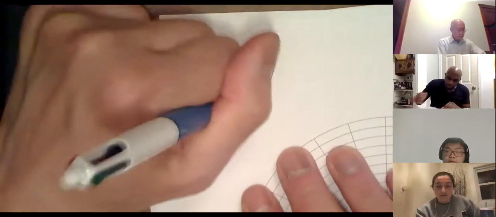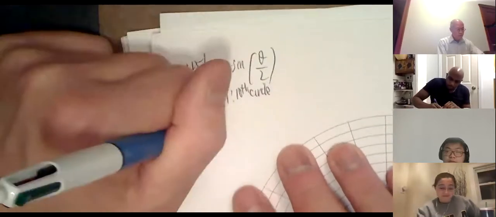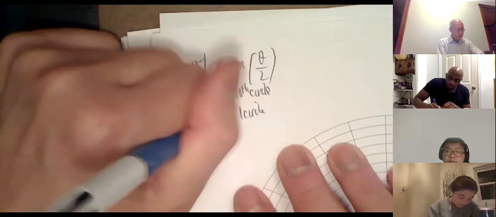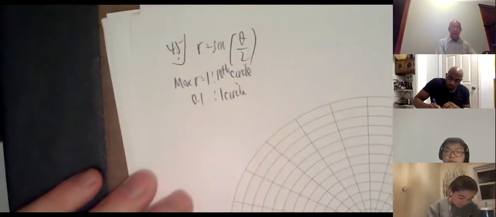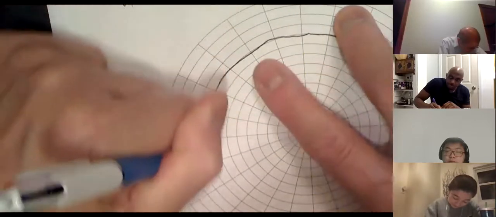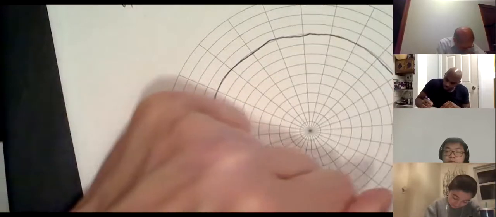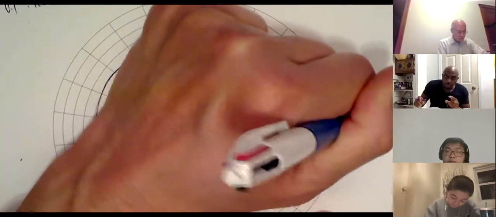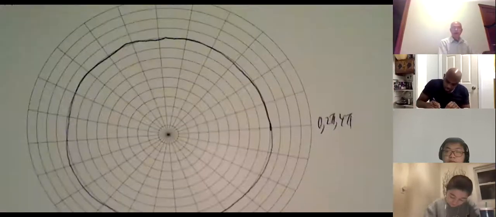So 10th circle. Okay, so 1 circle is 0.1. That's not too bad, right? So 1, 2, 3, 4, 5, 6, 7, 8, 9, 10. And go like this. Okay, so 0, 2 pi, 4 pi.